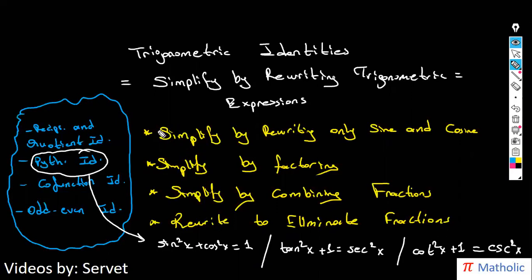So, about each part, I'm going to solve 2 examples. If you are ready, let's start. First one, simplify by rewriting only sine and cosine. Example 1.